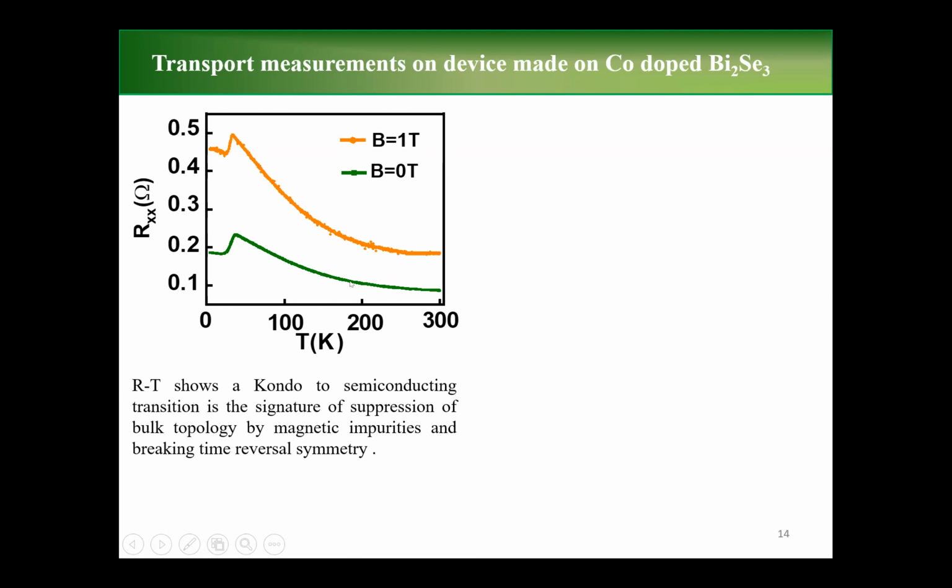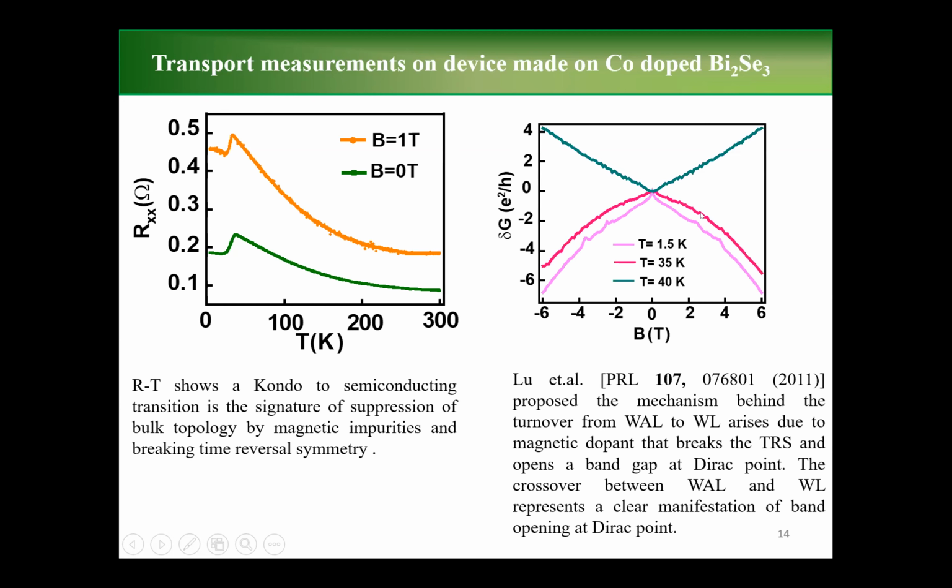since there is a transition from metal to semiconductor, we can say that there is a band opening at the Dirac point. This is further confirmed using a magneto-conductance curve, where we can see a transition from weak anti-localization to weak localization, as proposed by Liu et al. The mechanism behind this transition is basically a break of time reversal symmetry, which opens a band gap at the Dirac point. So this is a clear manifestation of the band opening at the Dirac point.